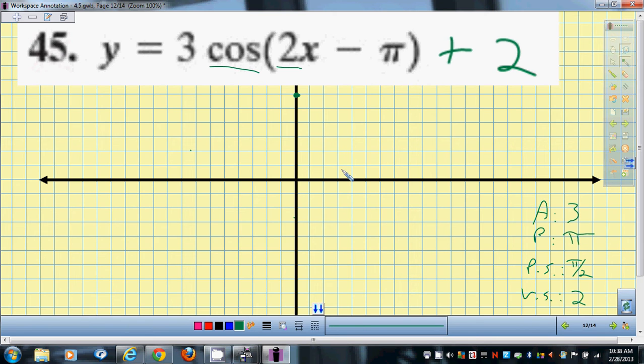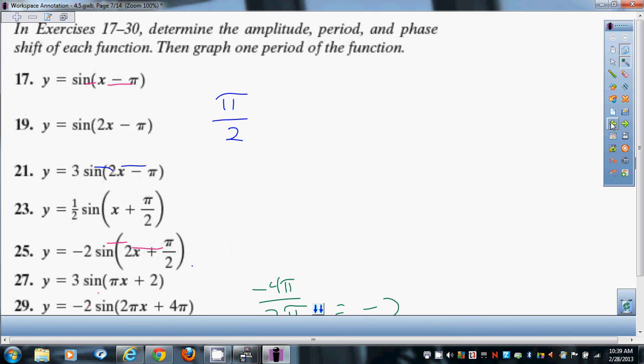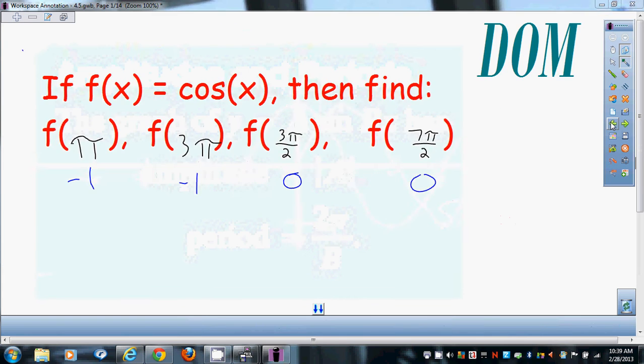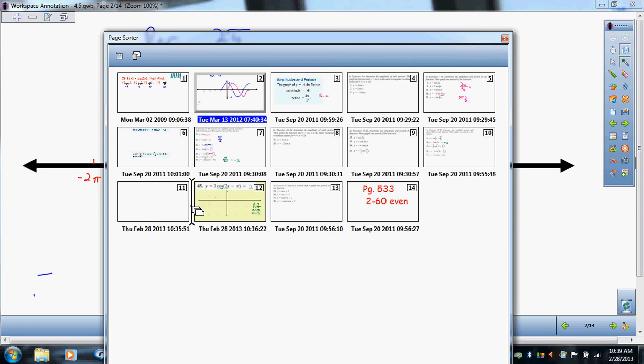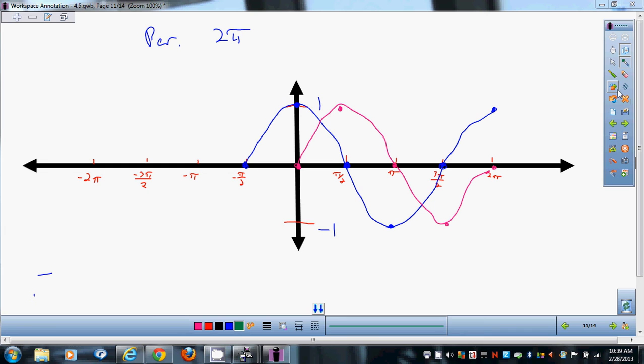Now, let's go back to the parent function so we know what to expect here. I'm just going to move this next to the graph. We are looking to graph this period right here, which is going to make one big U. And here's the point we're starting with. We went up to 3 with the amplitude, and then shifted 2 more up to 5. So that's why we're there.